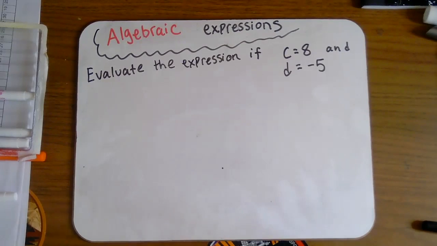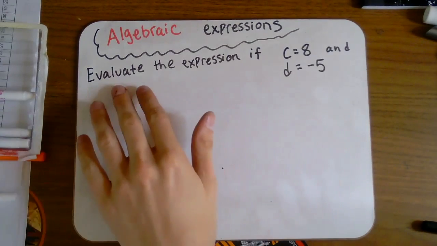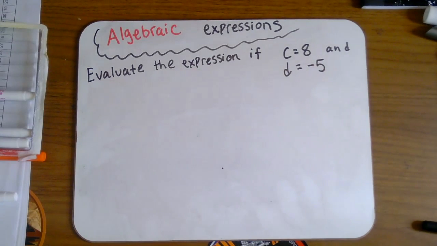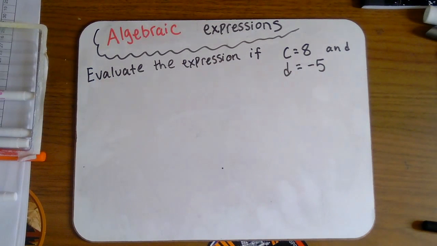All right, so we're continuing on with the practice of algebraic expressions. Now I have a problem written out here. Evaluate the expression if c equals 8 and d equals -5. So it's good to get used to the language here. When they say evaluate, that just means to make sense of, and usually in this case to simplify. And the expression I'll go ahead and include here. So I'm going to start with a basic, simple example, and then we'll work our way up to the more complex examples.